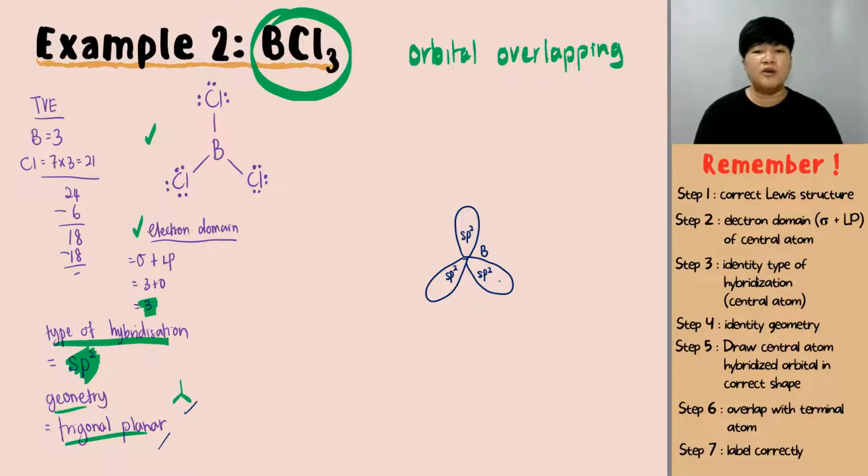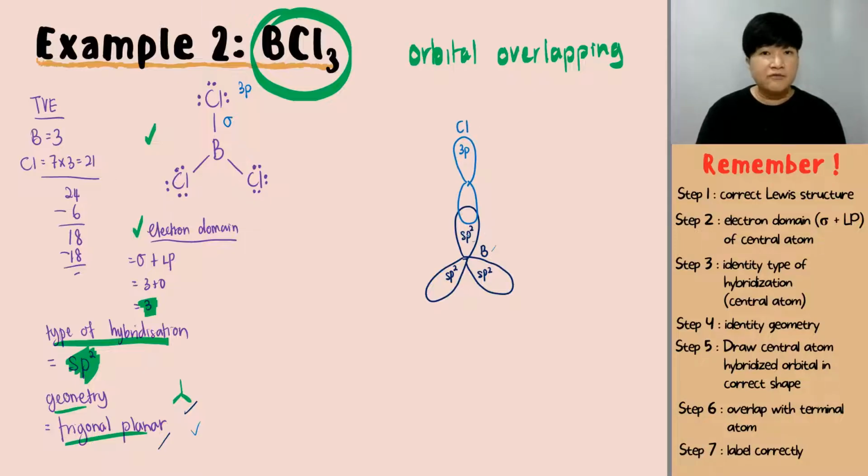Okay? So once you have your central atom, boron, labeled, and then you have your sp2 hybridized orbital in the correct shape of trigonal planar, you then can overlap it with the terminal atom to form your sigma bond over here. The valence electron of chlorine is located in 3p orbital. Therefore, to form the sigma bond, your sp2 hybridized orbital will be overlapping with a 3p orbital to form a sigma bond with your chlorine. Therefore, let's draw a 3p orbital. So that is my 3p, and this 3p belongs to chlorine.